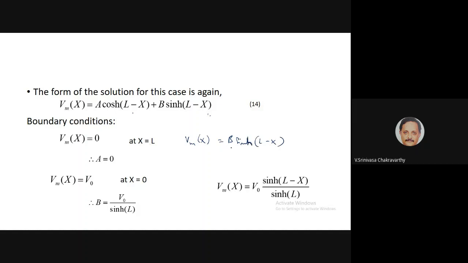Now we need to find out B. Just like before, you assume that the voltage at the mouth of the cable is V naught by definition. If you plug it in here, at x equal to 0, V naught is equal to B sinh L. Therefore, B is equal to V naught by sinh L. So if you plug this back in, you get Vm(x) equal to V naught times sinh(L − x) by sinh L.